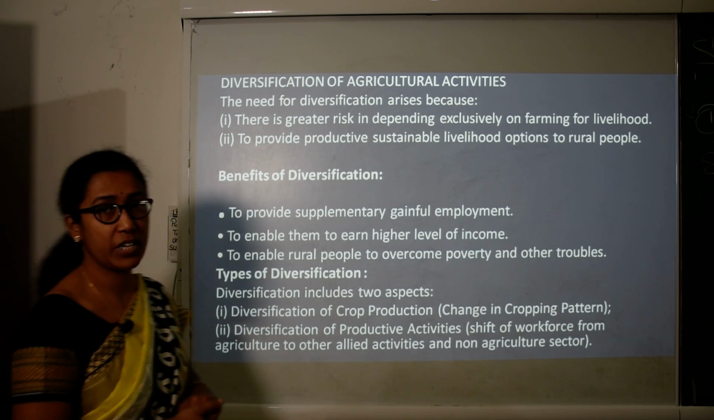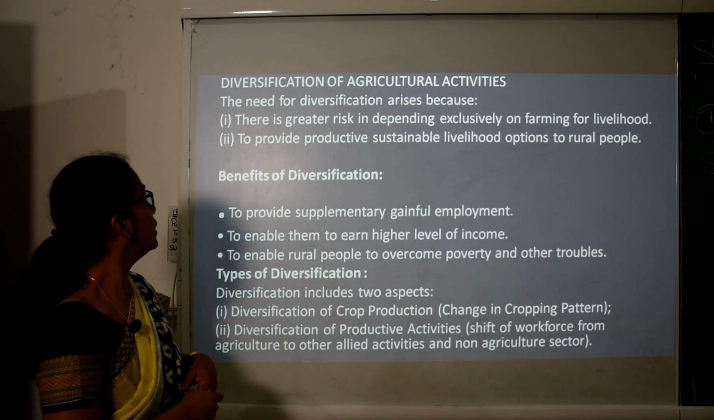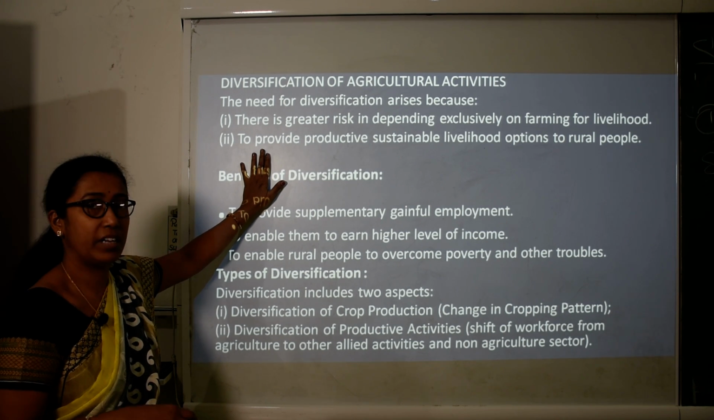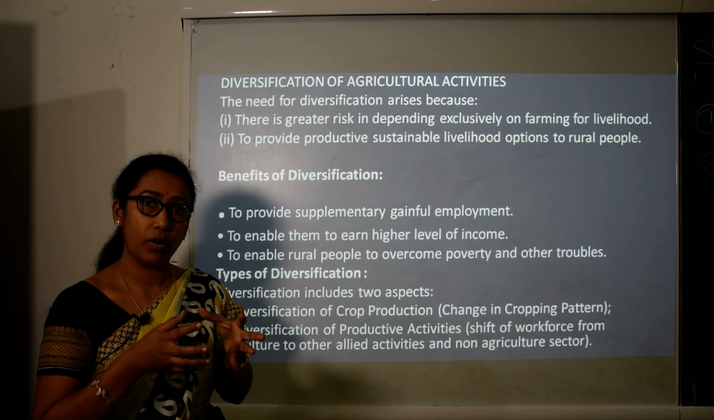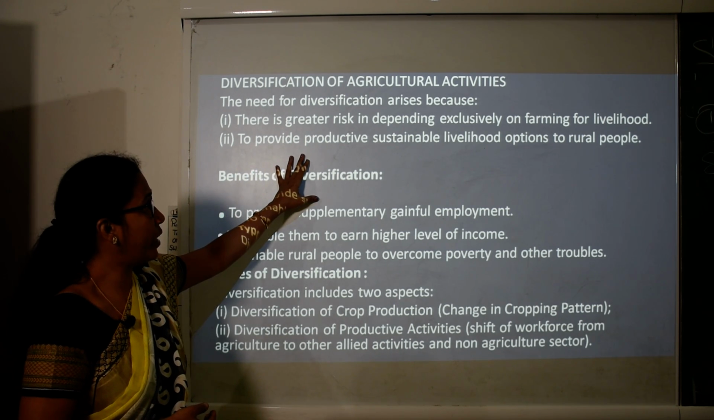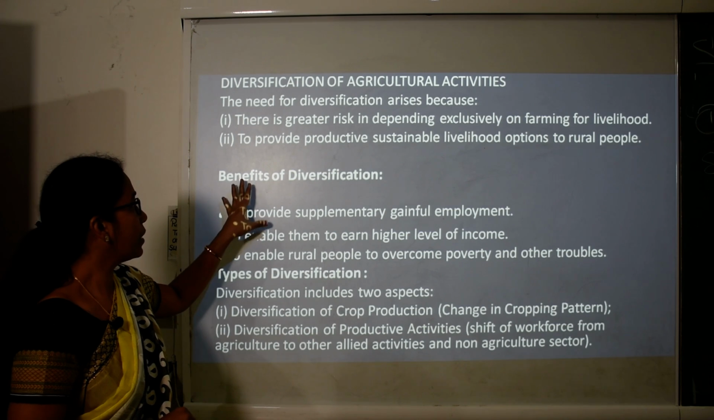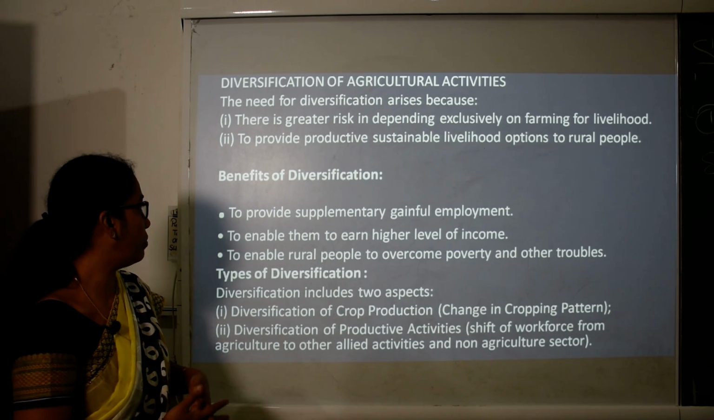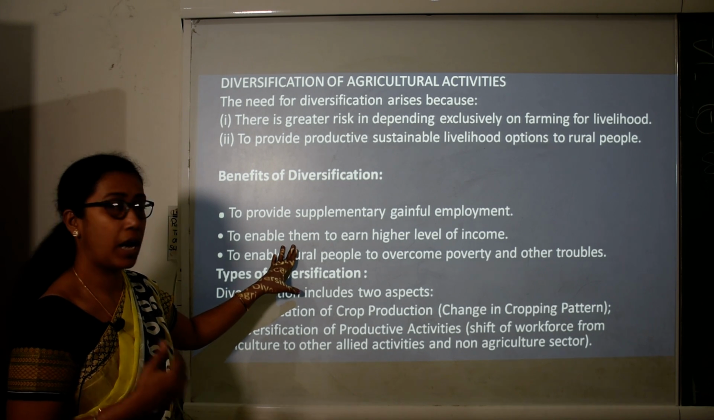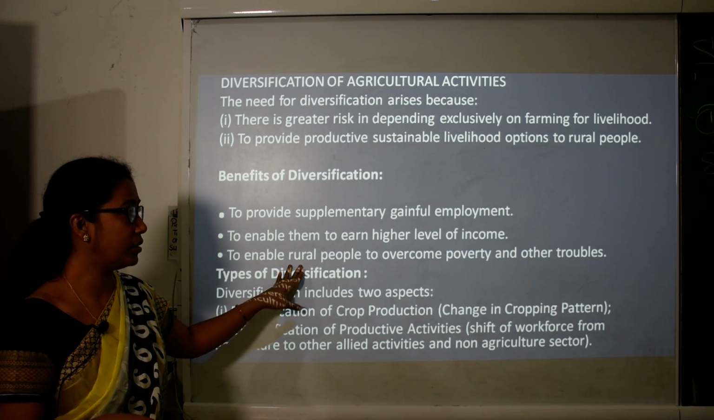Now the second option is diversification of agriculture. That means diversifying farmers' agricultural activities into other sectors. The need for diversification arises because there is a greater risk in depending exclusively on farming. If farmers depend for their livelihood only on farming, there is a high need to diversify or change their job patterns, to provide productive and sustainable livelihood options to rural people. The benefits they will enjoy are supplementary gainful employment along with farming, enabling them to earn a higher level of income, raise their standard of living, and overcome poverty and other troubles.